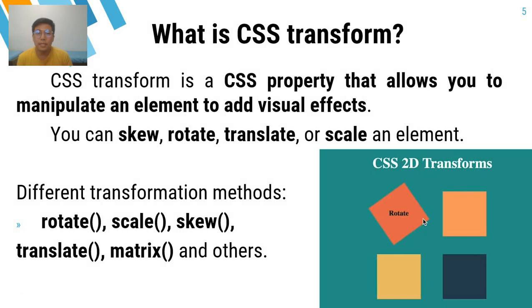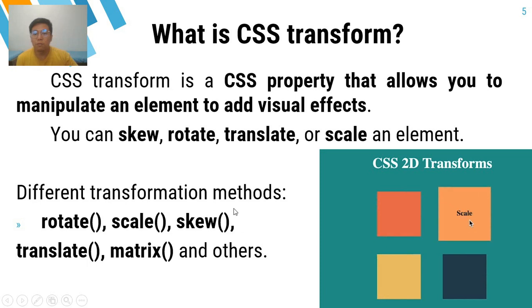So what is CSS transform? CSS transform is a CSS property that allows you to manipulate an element to add visual effect. You can skew, rotate, translate, or scale an element. As you can see here on this part of the video, you can see the different 2D transform methods that we're going to use.